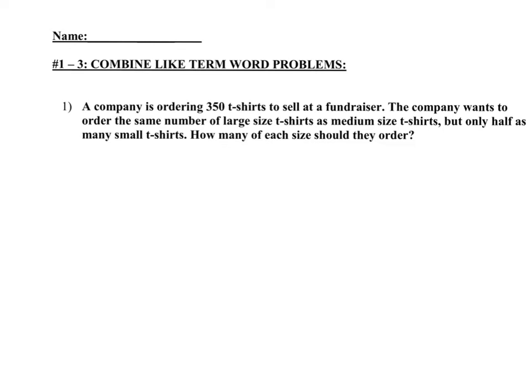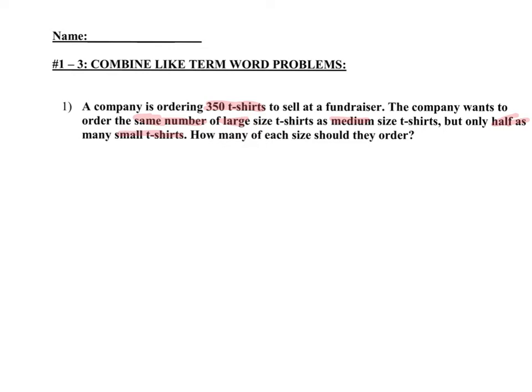A company ordering 350 t-shirts. The company is ordering 350 t-shirts to sell at a fundraiser. The company wants to order the same number of large t-shirts as medium-sized t-shirts, but only half as many small t-shirts. How many of each size should they order? Well, we're going to go ahead and underline our important information, or highlight. We got 350 t-shirts with the same number of large and medium, but only half of the small t-shirts. And we want to know how many of each size we should order.